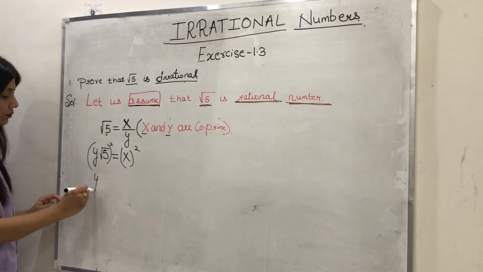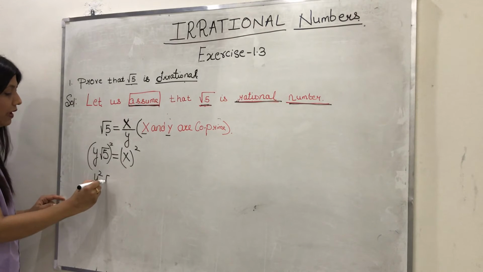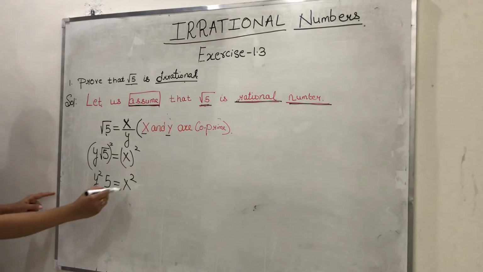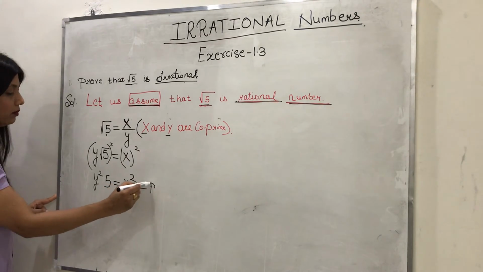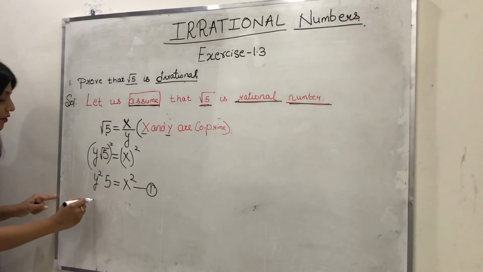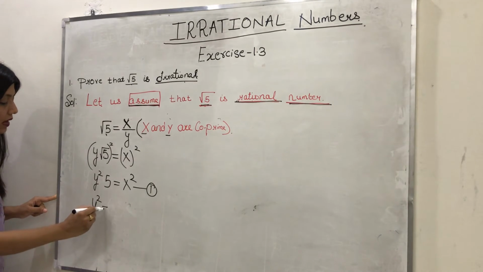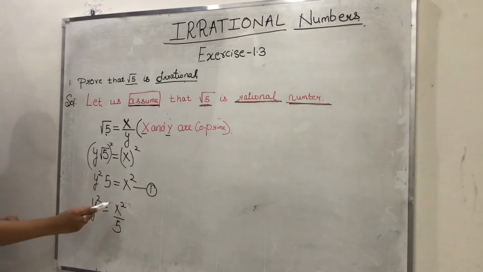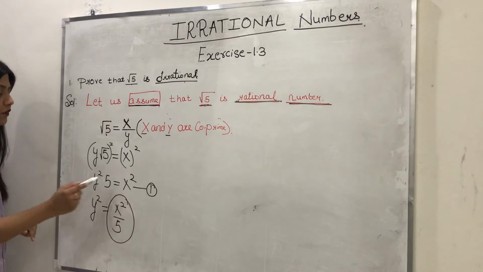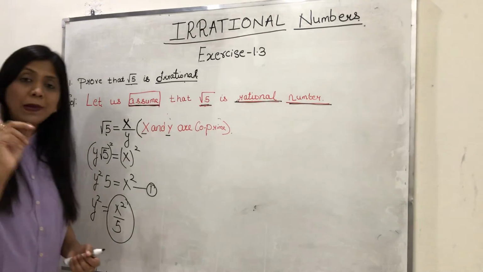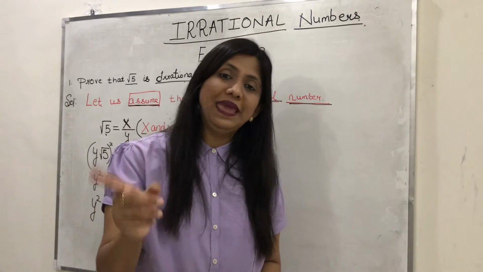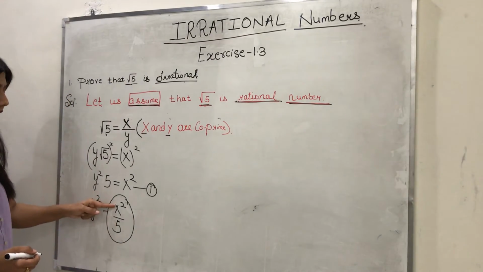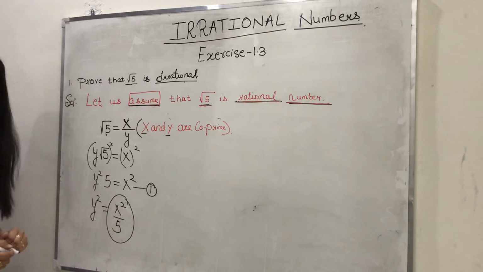Y square times root 5 square, which is 5, is equal to x square. Suppose this is your equation number 1. Now I can write y square is equal to x square upon 5. Here you have to note one theorem which we have studied: if p divides a square, p will also divide a. So if p divides x square, p will also divide x.